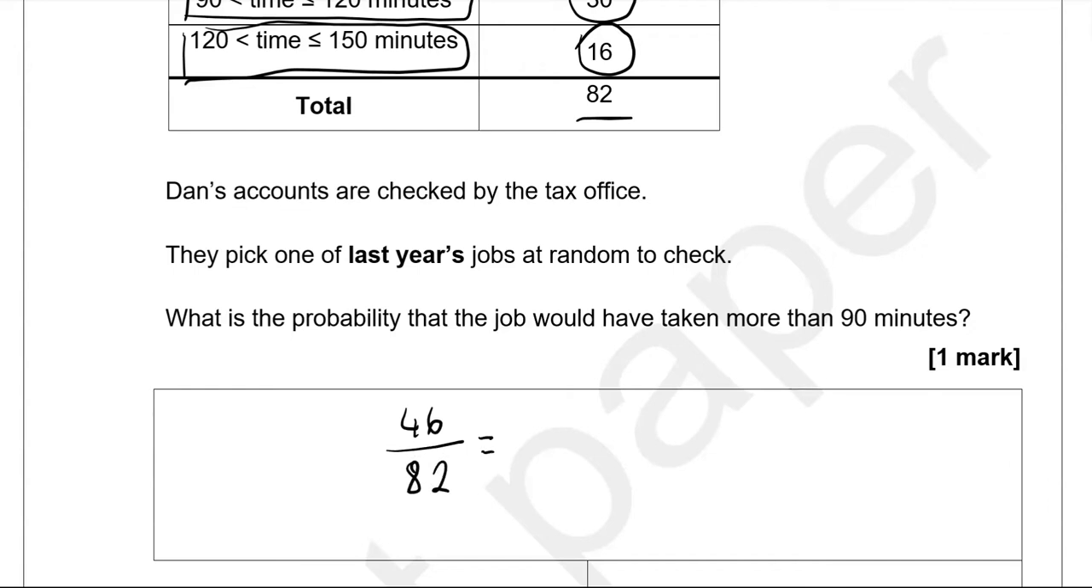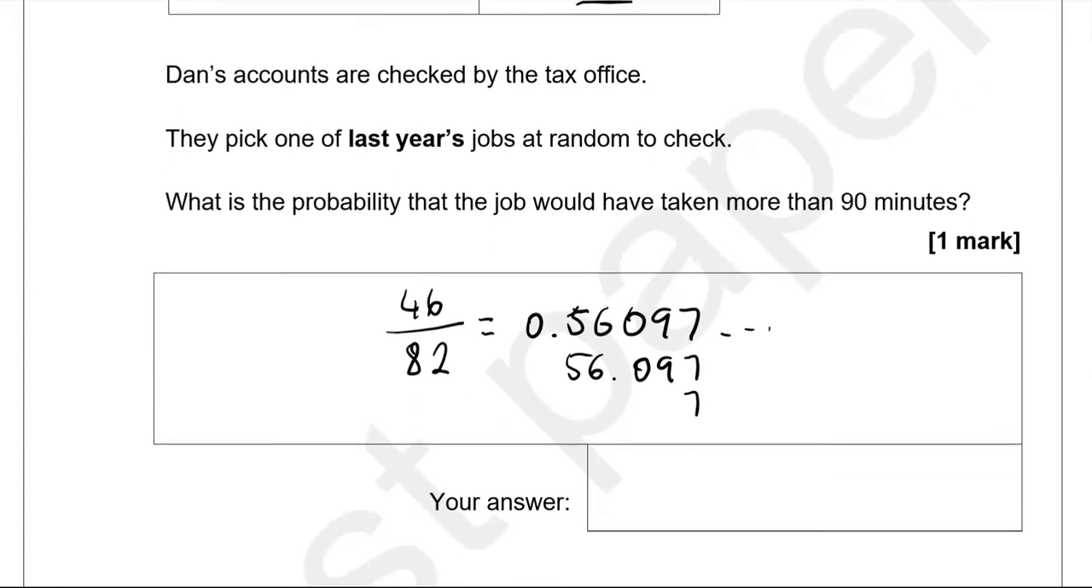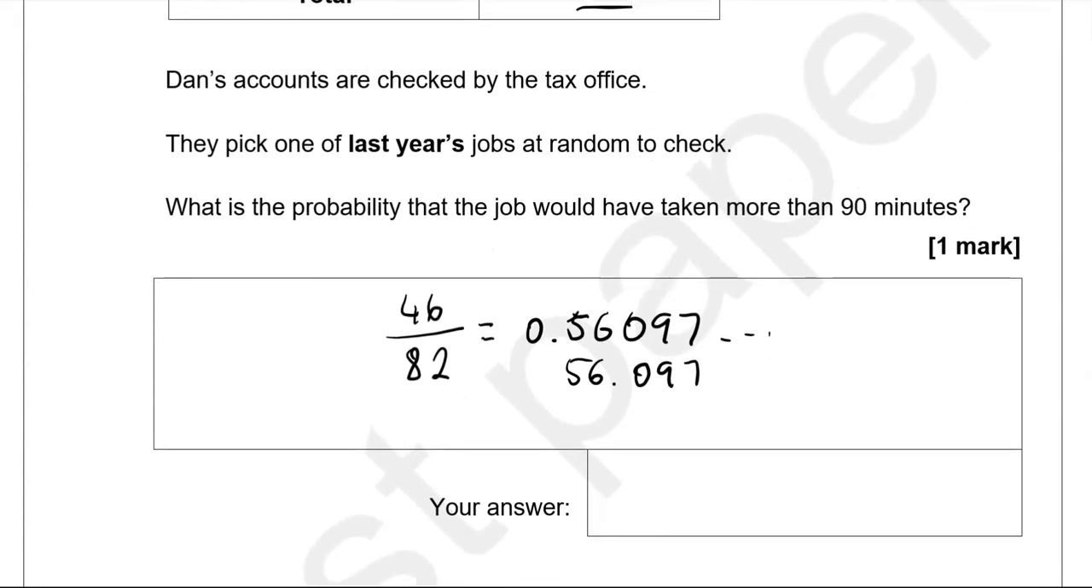So 46 divided by 82 gives us 0.56097 and so on. So that means in terms of percentage, it's going to be 56.097 and so on, and I'm going to keep it at 56%, rounding it to the nearest whole number.